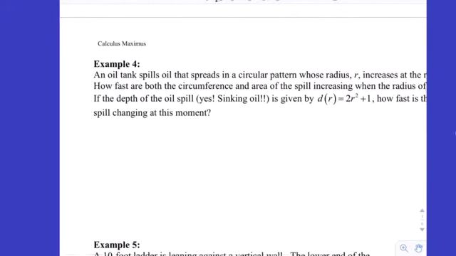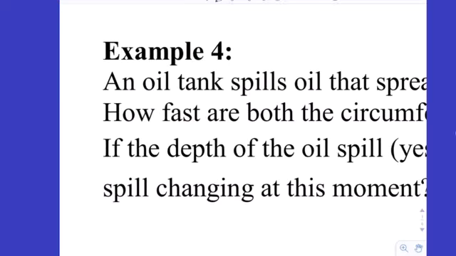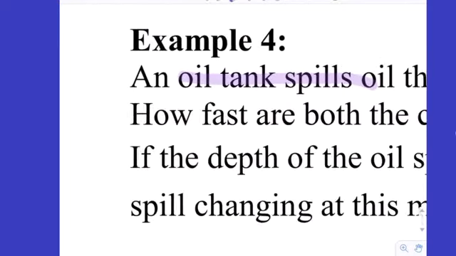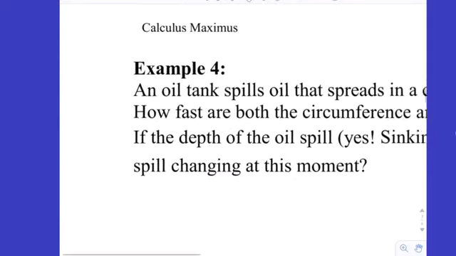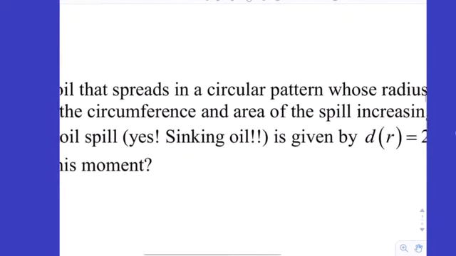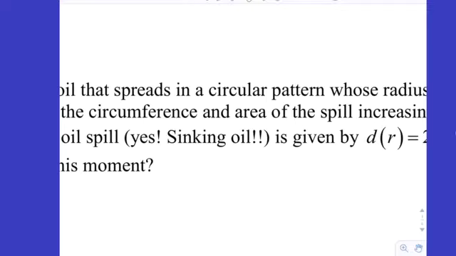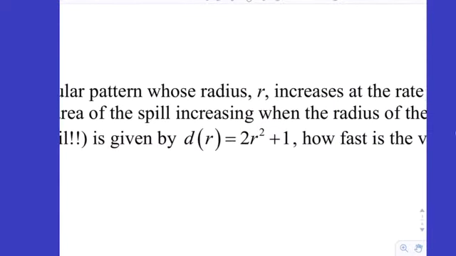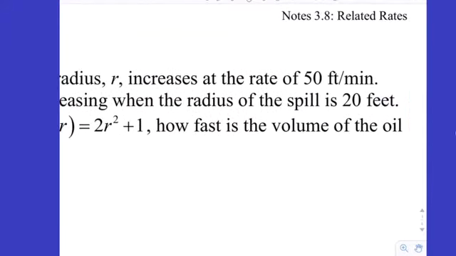Okay. Example 4. An oil tank spills oil. You can stop right there. That's a fact. An oil tank spills oil. That's what they do. Right? They're designed to spill oil all over the ocean. This oiler is spilling oil that is conveniently spreading in a circular pattern, a series of concentric circular rings as it goes into the ocean, whose radius of the circular oil spill is increasing at a rate of 50 feet per minute. Ay, ay, ay, look out, fishes. Okay, especially if you swim along the surface.